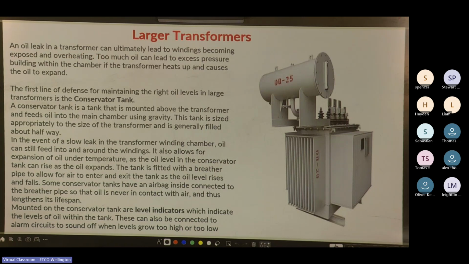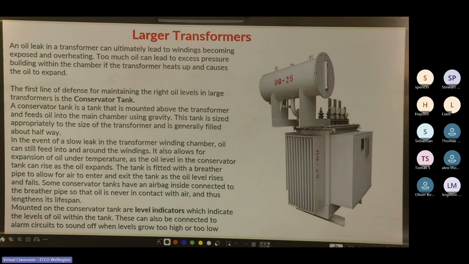So then you've got your larger transformers. An oil leak on a transformer can ultimately lead to windings becoming exposed and overheating. Too much oil can lead to excess pressure building within the chamber, as the transformer heats up and causes the oil to expand. So the first line of defense for maintaining the right oil levels in a large transformer is the conservator tank, which you can see there, the big tank on top.